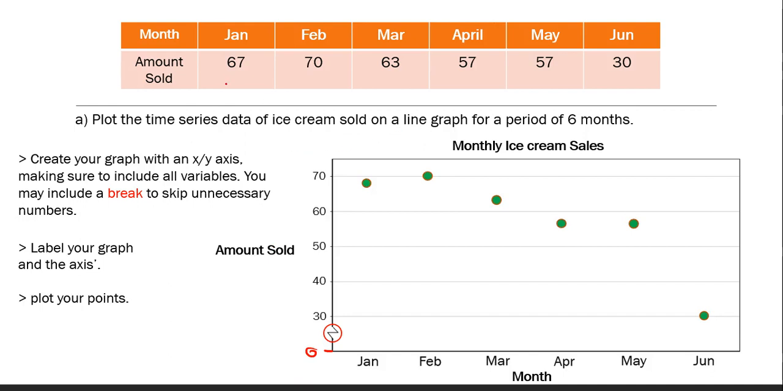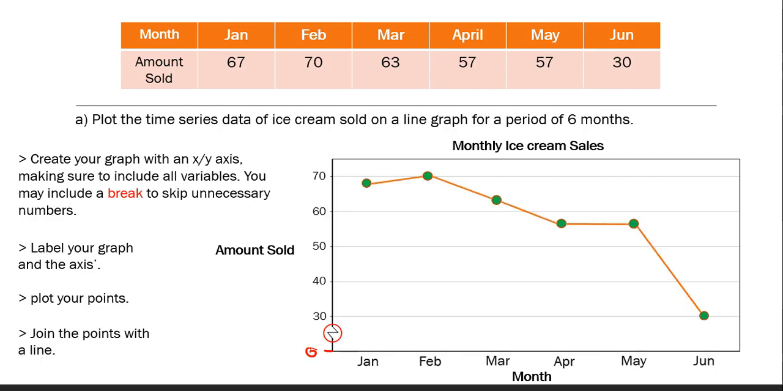Plot your points. If you have forgotten how to plot, just look at the table and plot it on your graph. So for January, it's 67. January 67 right there. February 70, so Feb 70 right there. March 63, so 63. April 57, 57. May 57 as well, and then June it's 30.